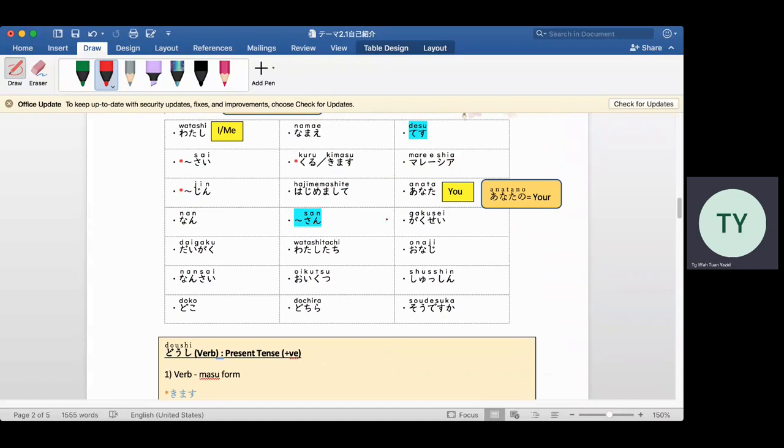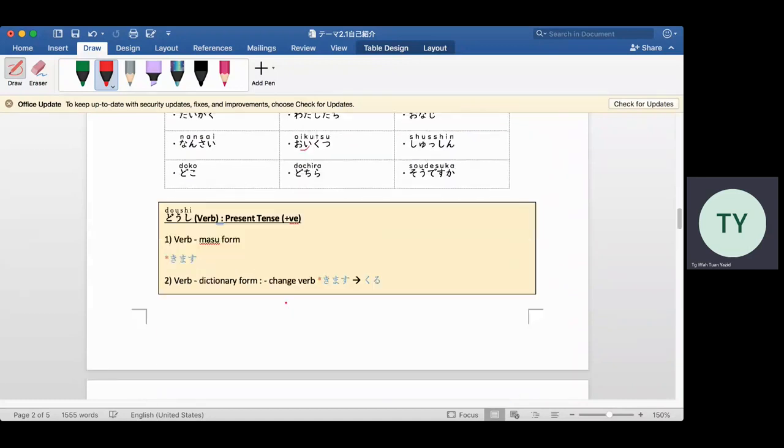Please look back. Gakusei, student. Daigaku, university. Watashi tachi, we. Onaji, same. Nansai, how old. Oikutsu, how old. Nansai is casual, oikutsu is polite. Shushin, hometown. Doko, dochira, where. Doko is casual, dochira is polite. So desu ka? I see. Look at here for Jin and San.